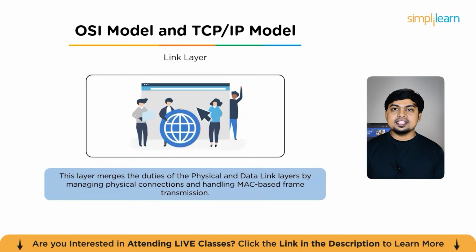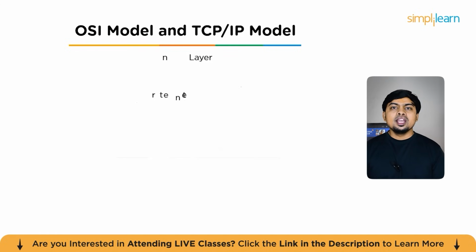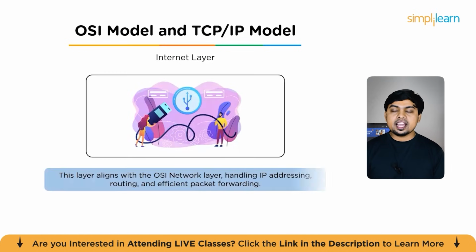Now let's discuss the second layer, which is the internet layer, which is equivalent to the OSI network layer. Let's discuss the responsibilities. It is to deal with IP addressing, routing, packet forwarding. This is where decisions like which router this packet should take next happen.